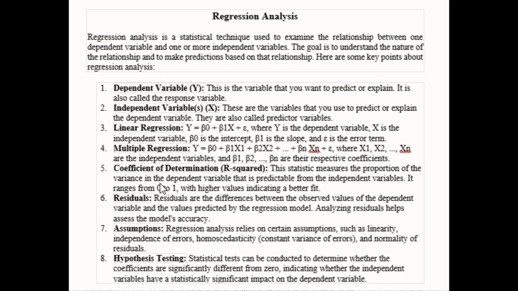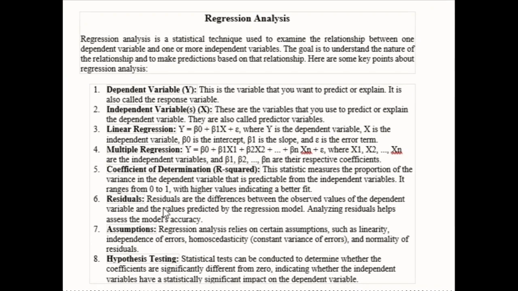Another important element of regression analysis is R square. R square shows how much of our dependent variable is explained by this model. A higher value of R square indicates a better fit. Another important element of regression analysis is residuals. Residuals are also known as the error term. It contains all the disturbance, omitted variables, or anything that our model is not able to explain.